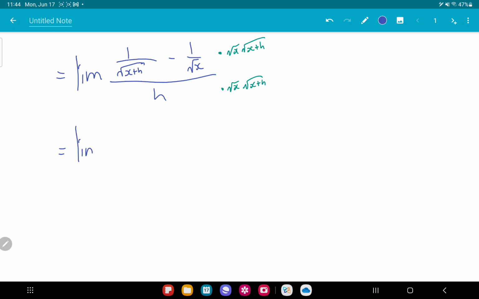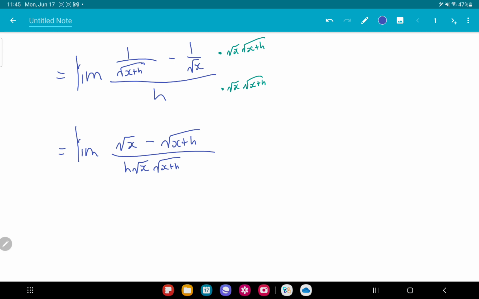What do we get? The limit. Now you imagine this guy sitting on top there. And the cancellation is this cancels with this, leaving just root x. Similarly, over here, we're going to get minus root x plus h, all divided by this product here, h root x plus h.